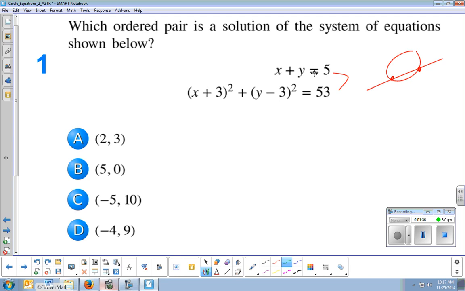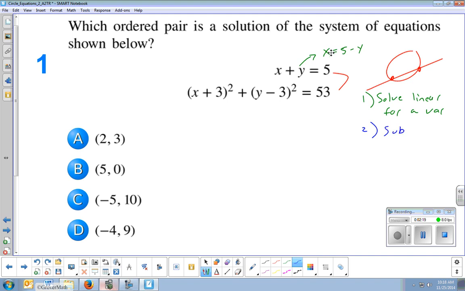What we want to do is take our linear equation and solve for one of the variables. It could be x or y, it doesn't really matter. So the first thing we're going to do is solve the linear equation for a variable. In this case, we're going to solve it for x. I'm going to turn this into an x equals equation. I'm going to subtract y from both sides, so it becomes x equals 5 minus y. So we solve our linear equation so that one of our variables is alone. That may require one or two steps.